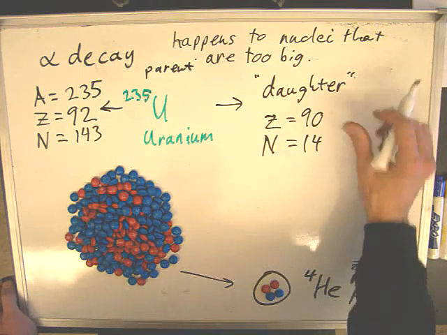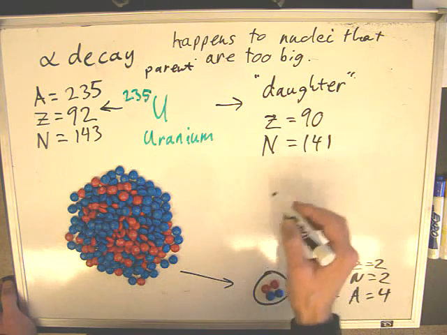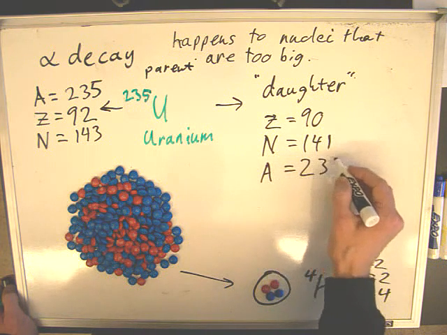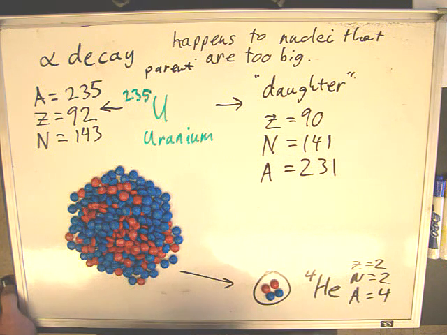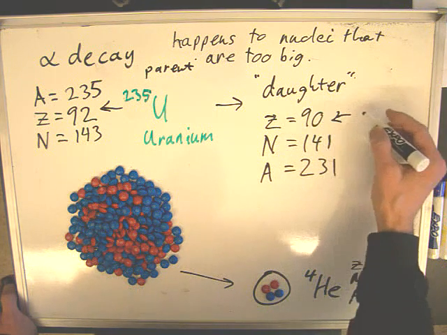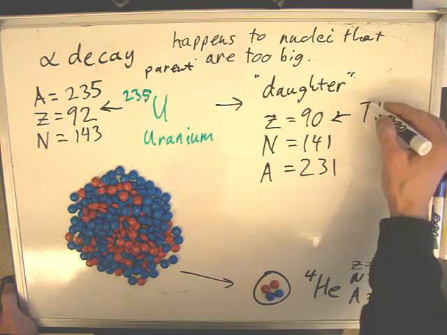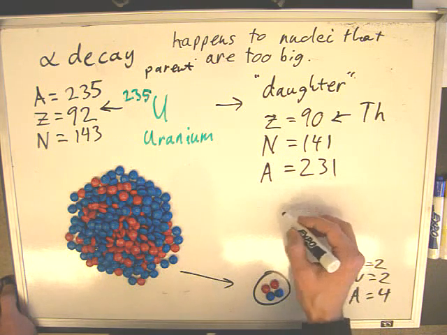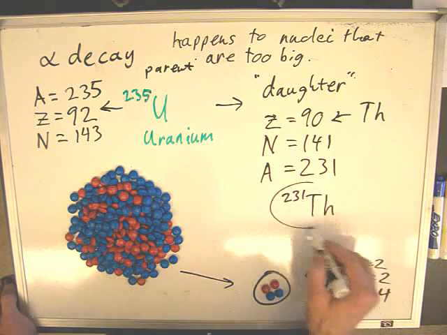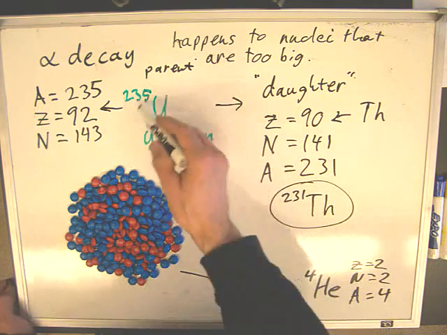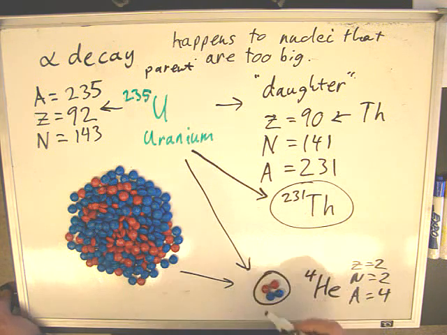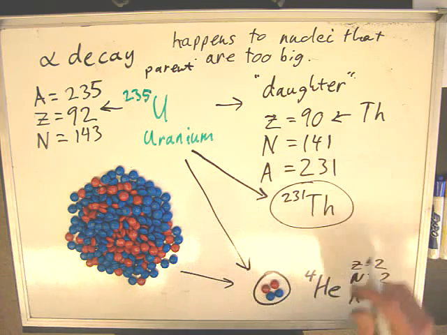Oh, sorry, 141 neutrons left here. So 90 plus 141 is 231. And if we look on the periodic table, we find that Z equal to 90 corresponds to the element thorium, and so this isotope would be thorium-231. That is the daughter nucleus. So uranium splits into thorium-231 and an alpha particle. It splits apart into those two things.